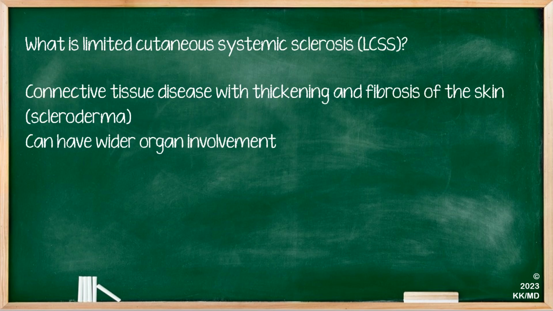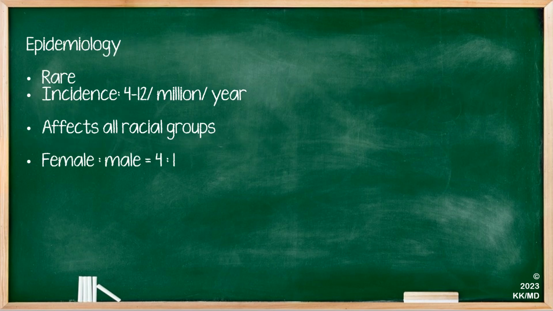So what is limited cutaneous systemic sclerosis, which from now on I will refer to as LCSS in the subsequent part of the video? This is a connective tissue disease characterised by thickening and fibrosis of the skin, which is known as scleroderma, so you may hear it called that sometimes as well. It can also have wider organ involvement. This is a rare condition. The incidence is approximately 4 to 12 cases per million per year. It can affect any and all racial groups, and the female to male ratio is approximately 4 to 1.